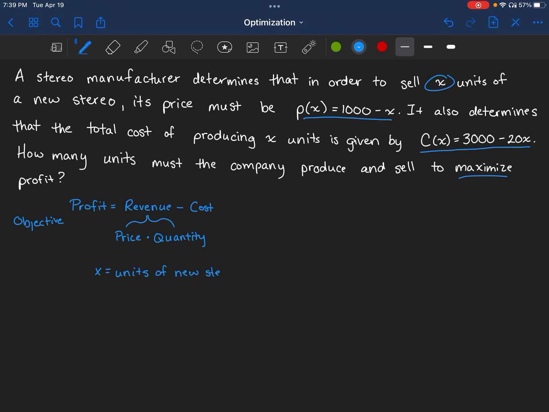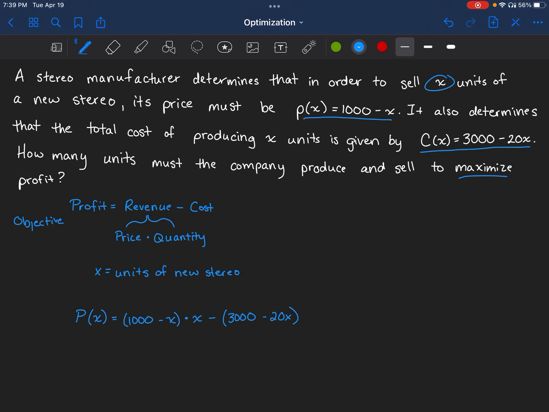All right. So now that we've got that covered, we're going to say profit, which I'll label as capital P of X, equals our price, which is that 1000 minus X, times our quantity, which in this case is X, minus our cost, which is 3000 minus 20X. So notice we have essentially three things that we really needed. We needed the price, we needed to know the quantity, which in this case was just X, and we needed to know the cost, which is, again, something that's given to us.